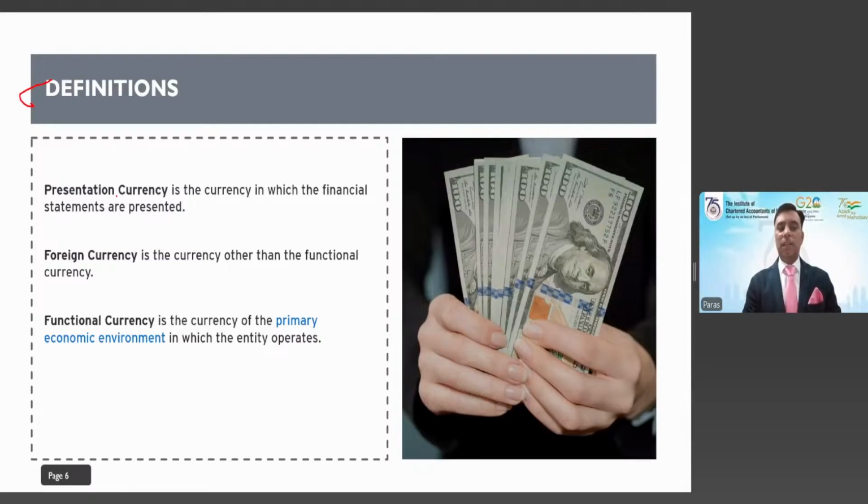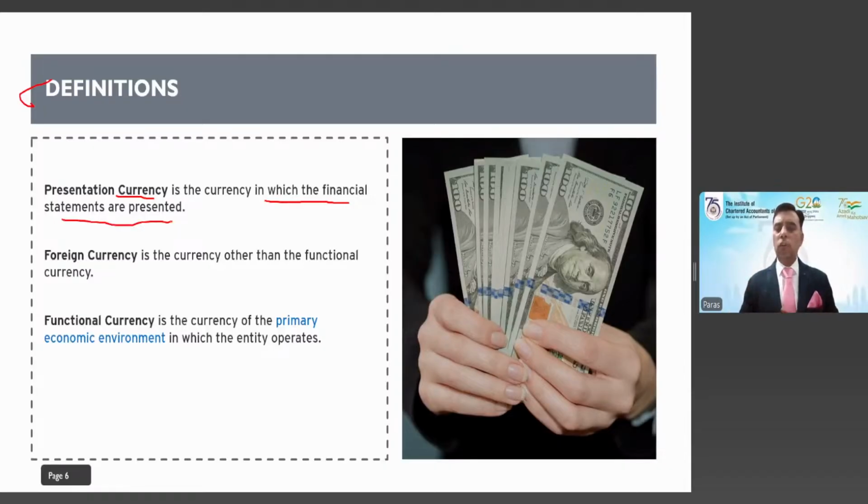First, presentation currency. As I said, presentation currency is the currency in which financial statements are presented. Let's assume there is an entity X Limited, and the functional currency of this X Limited is US dollar. For the time being, let's assume this X Limited is registered in India and is carrying out its business in India.